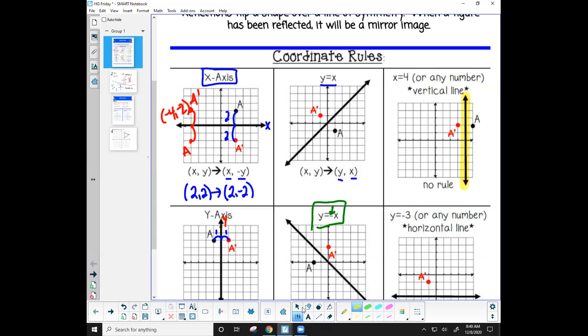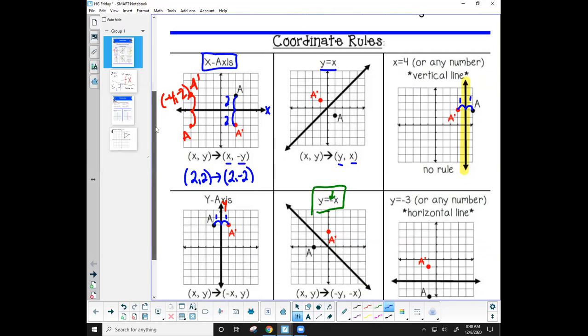Okay, so if I want to reflect this point A over that line, it's literally all about counting. There is no formula. You literally have to count. I am one step away from that line, so I need to go one step in the other direction, and that's how we find our point. So it's literally just counting how far you are from the line and going in the opposite direction.